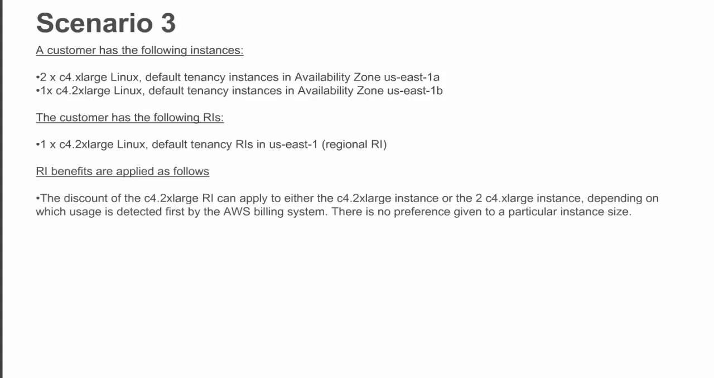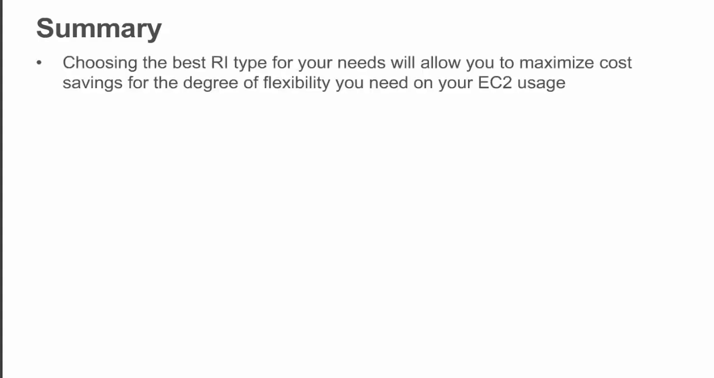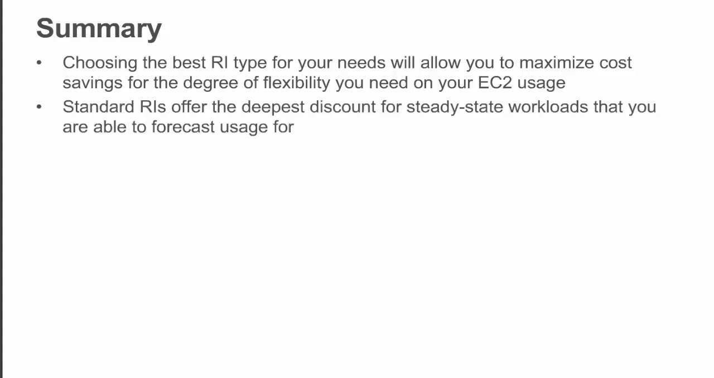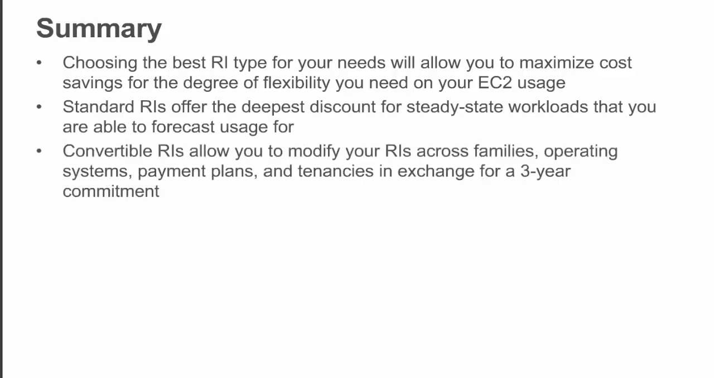Hope these examples helped you understand more about how RIs get applied. So let's summarize what we've discussed so far. Choosing the right RI will allow you to derive the maximum amount of discount. Standard RIs offer the deepest discount for predictable workloads. Choose a convertible RI if you're unsure of your instance requirements and would still like to benefit from a significant discount.